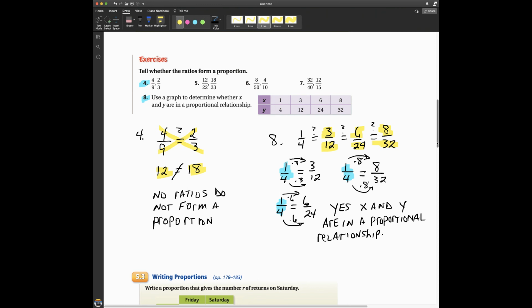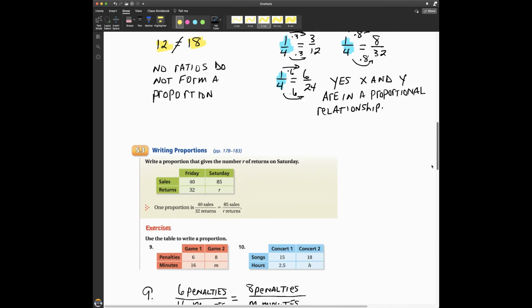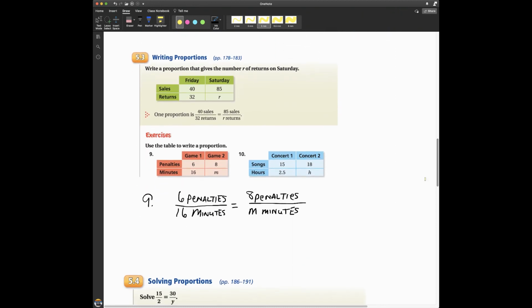All right, we're back. And let's look at section 5.3, writing a proportion. And when you can have the data in a table like this, it's pretty easy. What I like to do is just put that over that, that over that, and put an equal sign there. And guess what? That's what they just did right there. Notice how they wrote the units next to each value. This is 40 sales, 85 sales, 32 returns, and R returns. And you just have to write the proportion. You don't have to solve it.